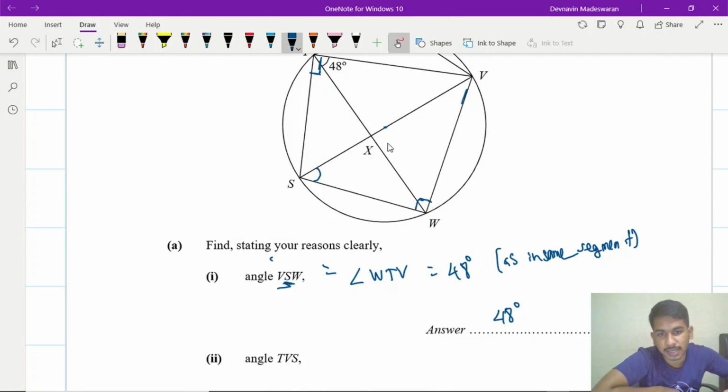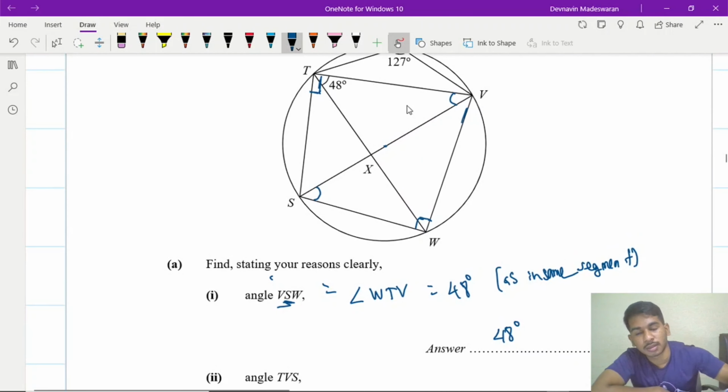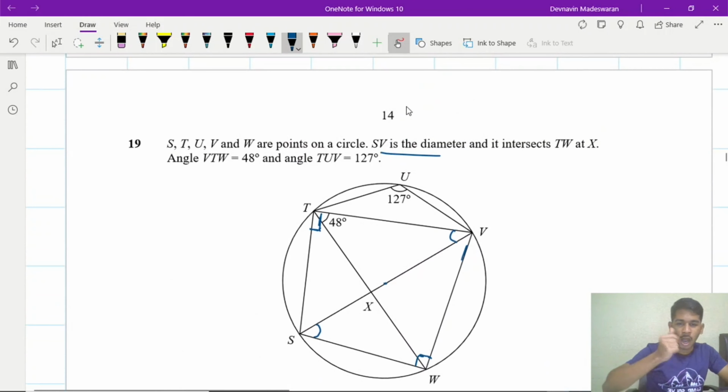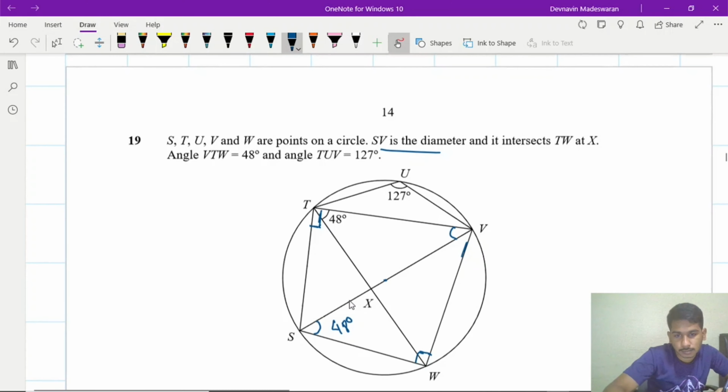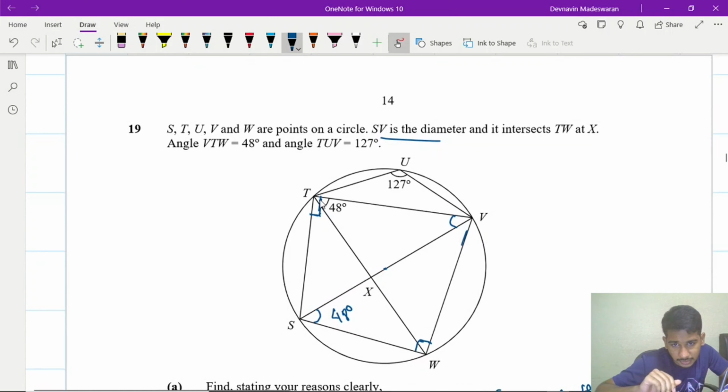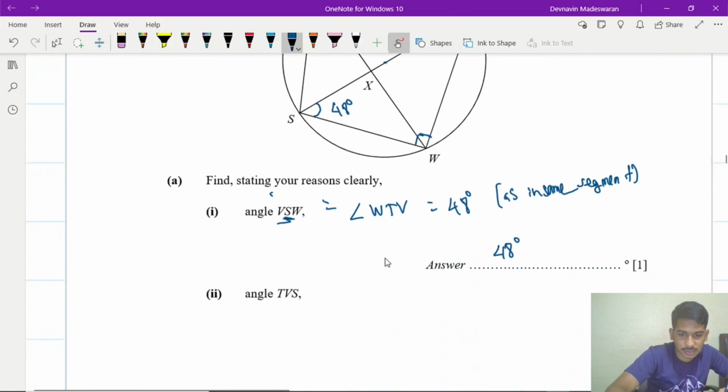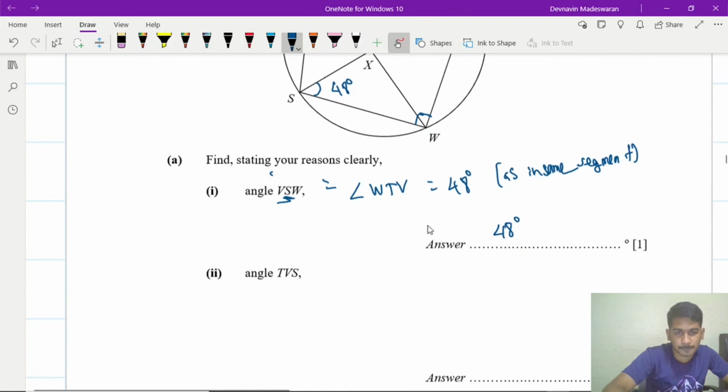Then angle TVS, this thing. They're not parallel, so there's no point there. Wait, we know this one, 48 degrees. I think that was the reason why they asked us to do it. We know this is 90 degrees. If we can only find this one, then we'll be done. Oh, we can find that. How many marks is it? It's 2 marks, so it's worth 2 steps.